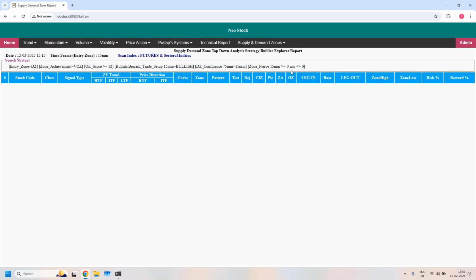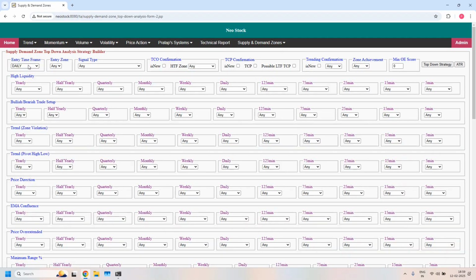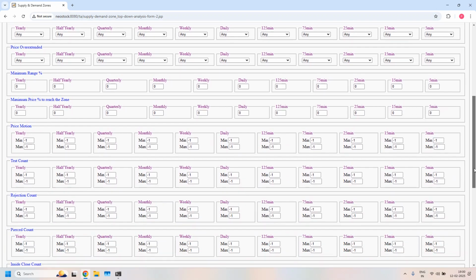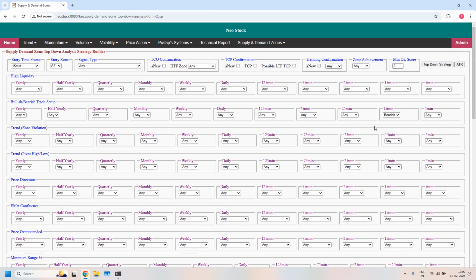Next, bearish trade setup for daily income trade. Entry time frame is 15 minutes. Entry zone is supply zone. In bullish or bearish trade setup at 15 minutes time frame, I am selecting bearish. And a 15 minute supply zone should not be pierced. So in the pierced count at 15 minutes time frame, I am setting minimum value 0, maximum value 0. That means zone is not pierced. Zone achievement VOZ, minimum odd enhance score should be 12.